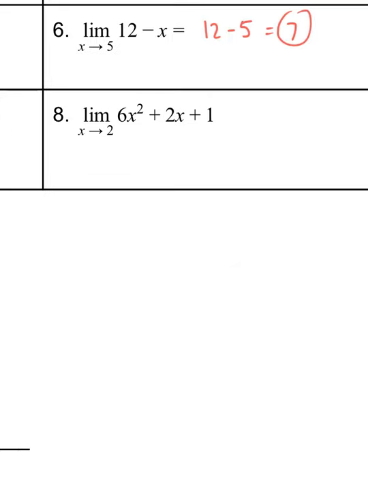All right. Number 8, I have a limit problem. Can I do direct substitution? Absolutely. I just plug it in. 6 times 2 squared plus 2 times 2 plus 1. I just plug in 2 everywhere I see x. So 6 times 4 plus 4 plus 1, 24 plus 4 plus 1. Well, there's a fun number, 29. To check your answers, hey, you guys can graph these and look at your table or look at the graph.